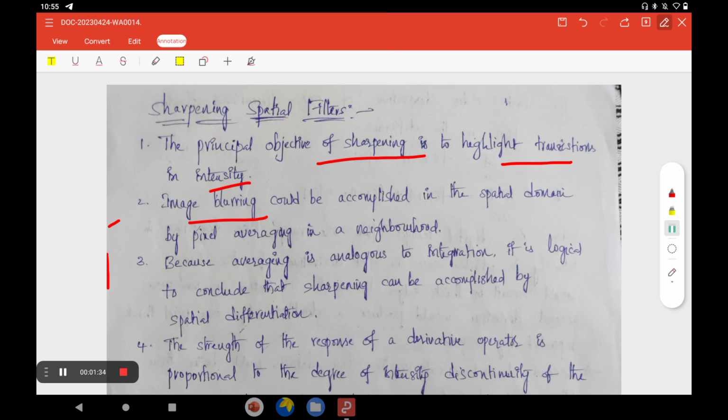So because of the averaging, what happens is that blurring occurs, whereas sharpening can be accomplished by spatial differentiation. So with the help of a differentiation operation, we can identify the corresponding sharpening filters.